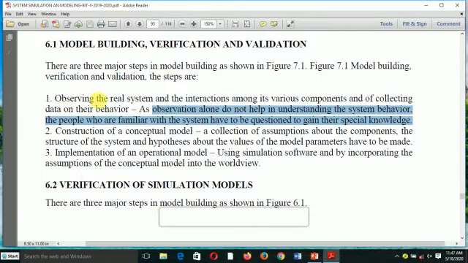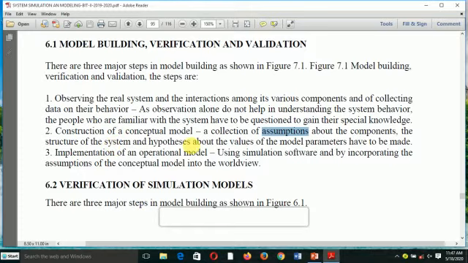After observing and getting some ideas, you have to construct a conceptual model according to what you gained in step 1. It means that you will make a collection of assumptions about the components. You won't know 100% how the components work or how they interact, so you are going to have an assumption, an approximation of how the components are interacting and how the system is structured. It means the architecture of the structure of the system.